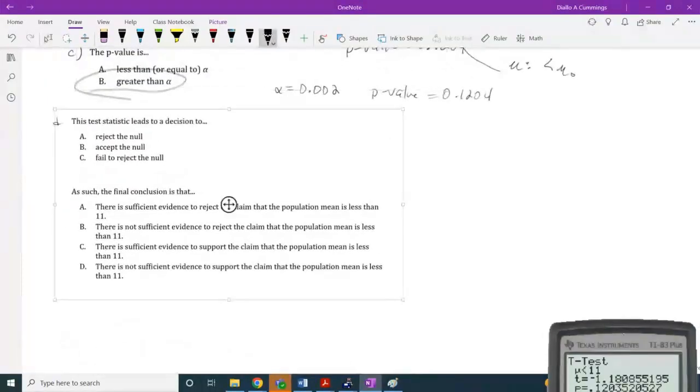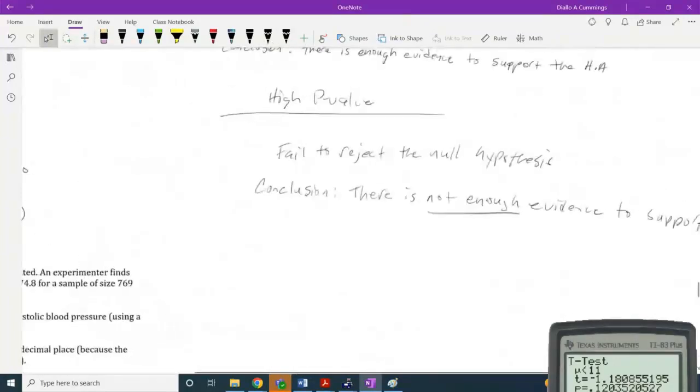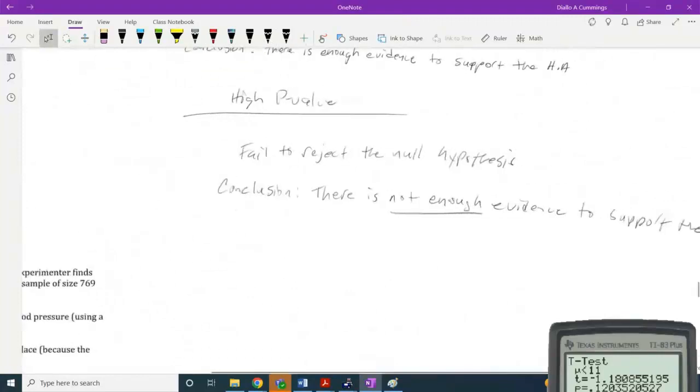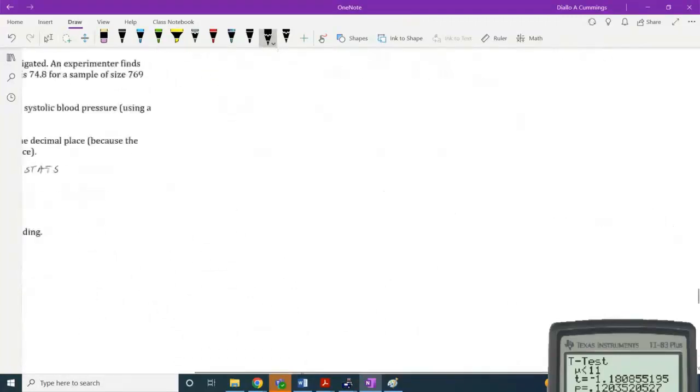All right, so for D, we're going to fail to reject the null hypothesis. And I really can't put these side by side. Okay, so if I look back at the p-value, the first thing I should read is there is not enough evidence.